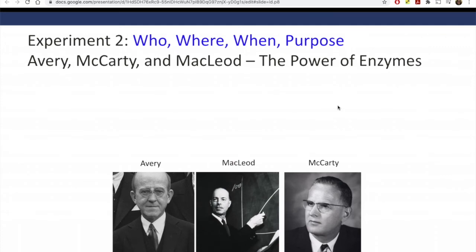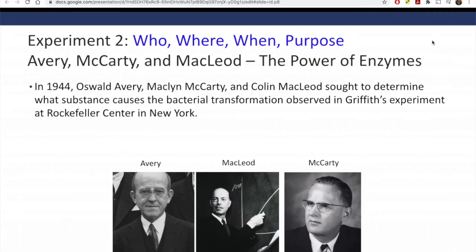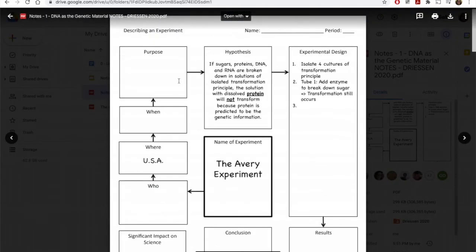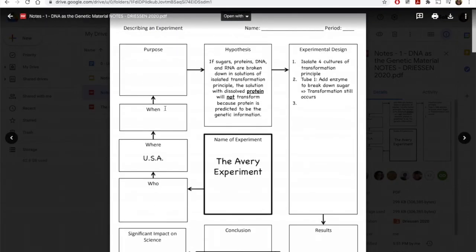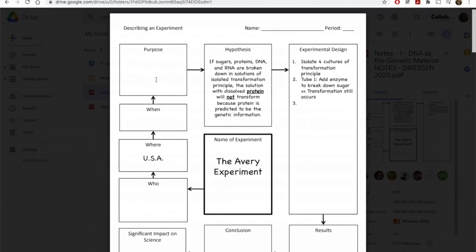All right. Experiment 2. Let's talk about Avery, McCarty, and MacLeod. So Avery, McCarty, and MacLeod built upon Frederick Griffith's experiment. They wanted to answer the question that was left unanswered by Griffith's experiment. Like, what is that mystery molecule that can transform non-deadly bacteria into deadly strains? Their research was done in 1944. So again, on your notes here, you're going to fill in the who, the when, the purpose.